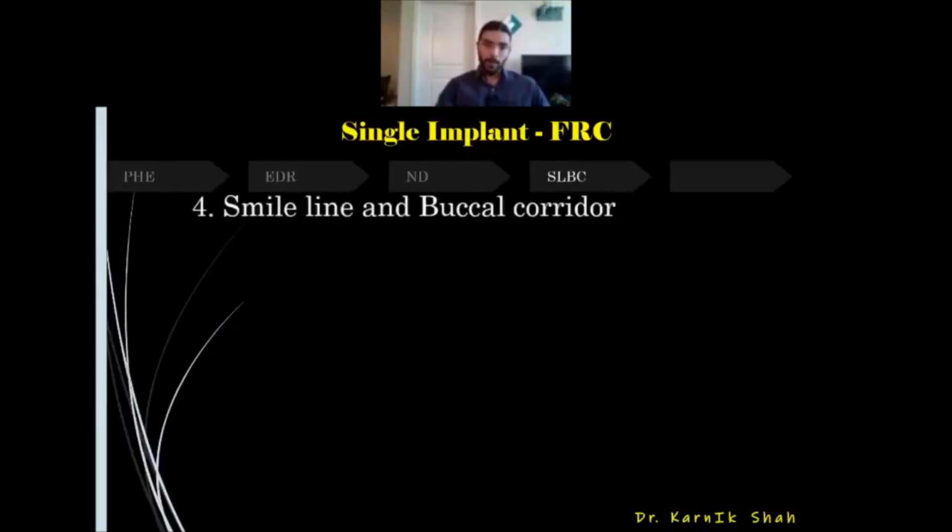The next principal consideration is aesthetics, the smile line and the buccal corridor. Now, we have heard about low, medium and high smile lines, but what we are looking at from a restorative perspective.